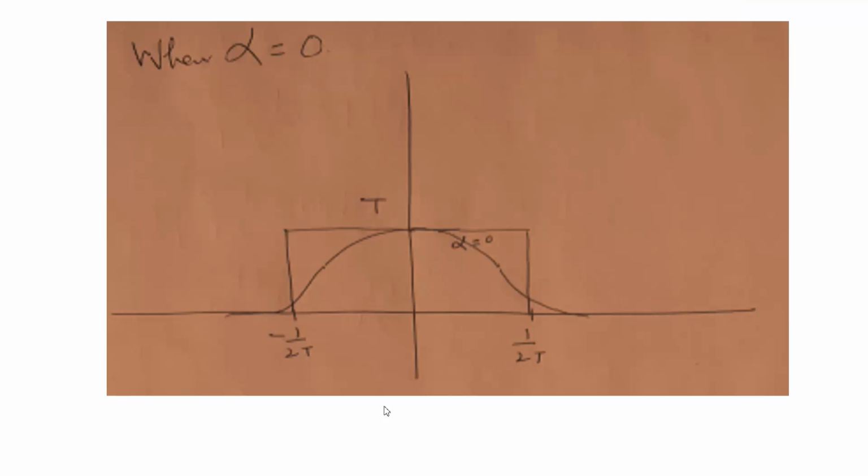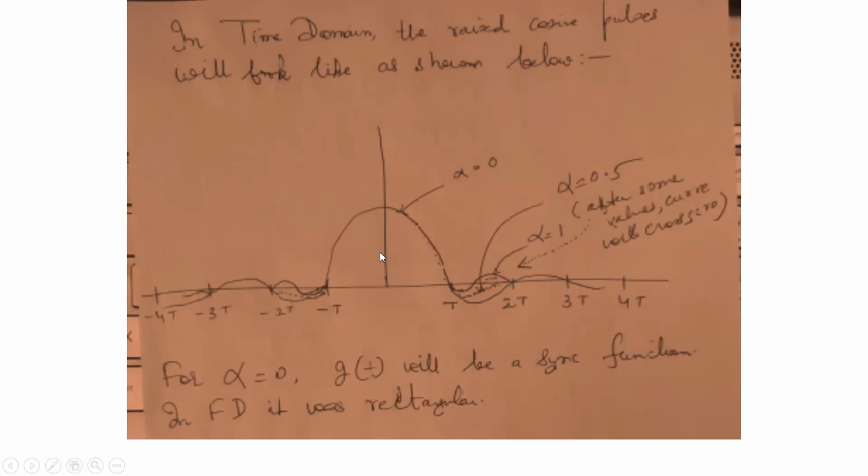What I want to say is that for α equal to 0 in the frequency domain it will be a rectangular pulse. For values other than 0 it will be a different waveform. If you take the inverse Fourier transform to come to the time domain waveform, it will be a sinc function. So for α equal to 0, g(t) will be a sinc function. In the frequency domain it was a rectangle, right?